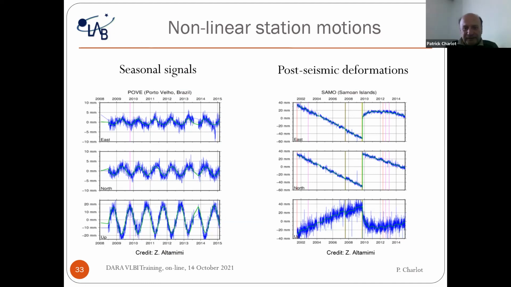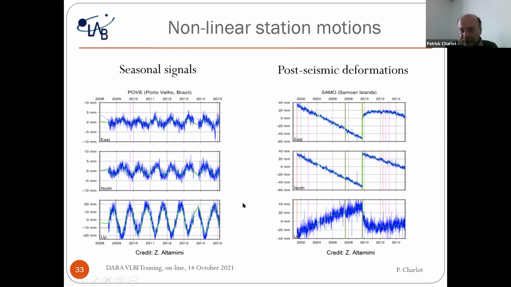Okay, so I was saying that there were some seasonal signals at some stations, and we actually do not know why, possibly some meteorological effects, seasonal effects. You see the motions in east, north, and up at a station in Brazil. You can see some effect at the level of a few millimeters horizontal and higher in vertical.